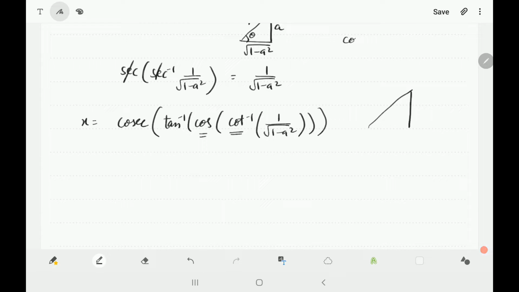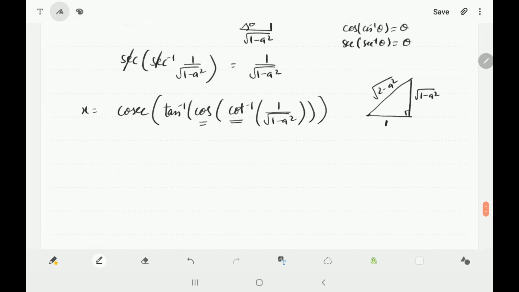We have this property that cos of cos inverse of theta is equal to theta, secant of secant inverse theta is equal to theta. If a function is outside and ITF is inside, the trigonometric function will cancel ITF provided theta is in the domain of ITF. Okay, inverse trigonometric function. Now cot inverse is under root of 1 upon under root of 1 minus a square. So this side will be under root of 1 minus a square. This will be 1 and this side will be equal to under root of 2 minus a square.